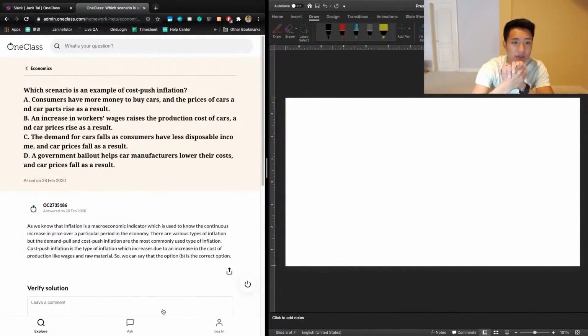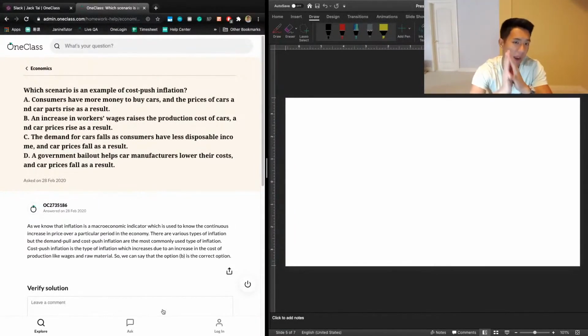A, consumers have more money to buy cars and the price of cars and car parts rises as a result. B, an increase in workers' wages raises the production cost of cars and car prices rise as a result. C, the demand for cars falls as consumers have less disposable income and car prices fall as a result. Or D, a government bailout helps car manufacturers lower their costs and car prices fall as a result.